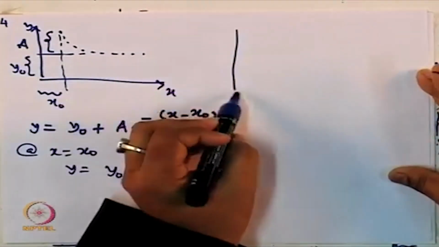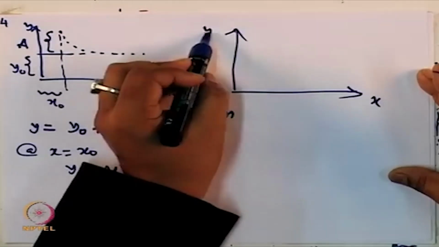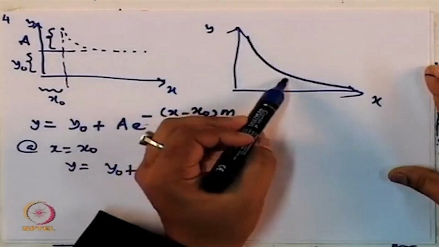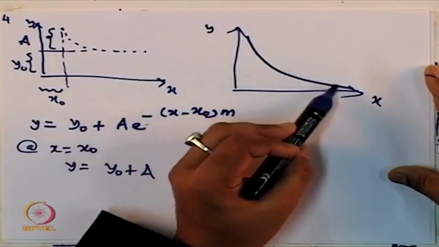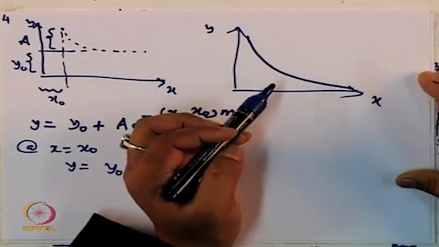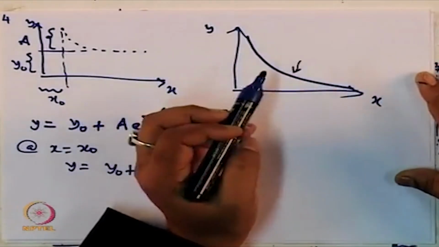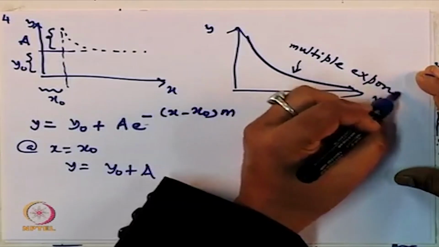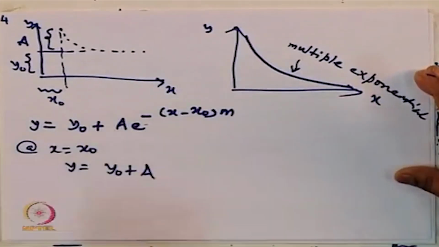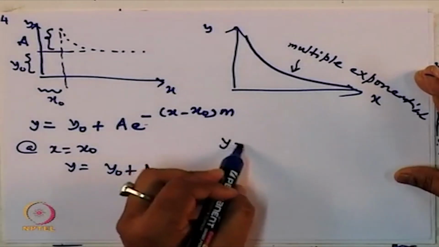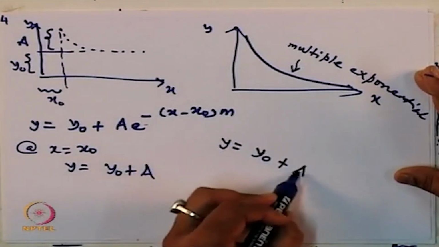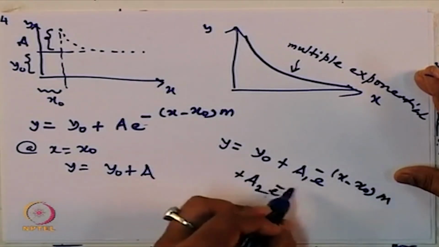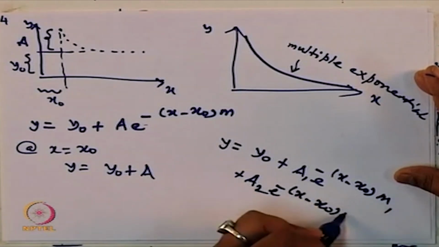Let us take another example where the data has this long tail. As opposed to showing a very quick saturation, it saturates in a much slower manner. In that case, this suggests that the curve has multiple exponentials. So, in fitting this kind of curve, you might have to modify this particular equation to y naught plus a1 e to the power minus x naught into m1 plus a2 e to the power minus x naught into m2, so on and so forth.